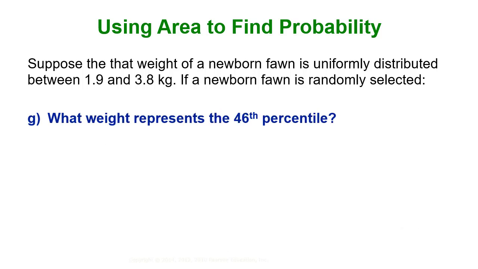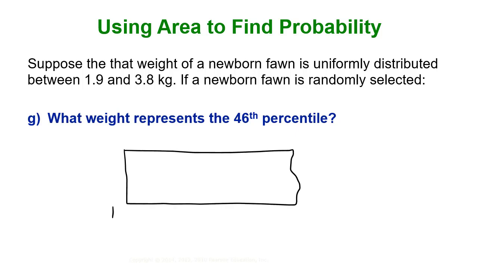Okay, on to the last one. We want to figure out a weight that represents being in the 46th percentile, starting at 1.9, ending at 3.8. Boy, that's a terrible line, but you guys know what's going on. Okay. Well, the 46th percentile just means that we're going to have a cutoff, right? We're going to have some x value, and over here is going to be 46% of our data. Well, obviously my line's in the wrong place because it should be less than half, but again, we don't care about the picture being accurate to scale.